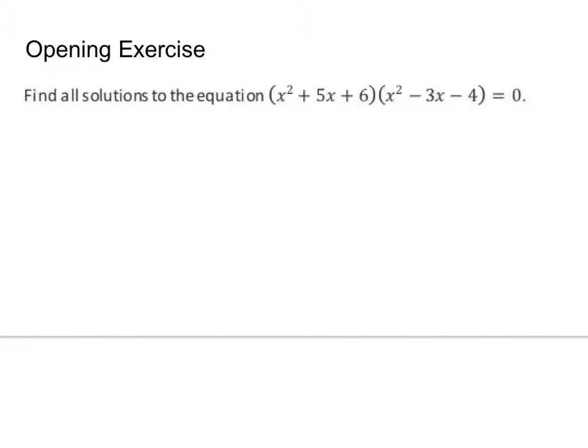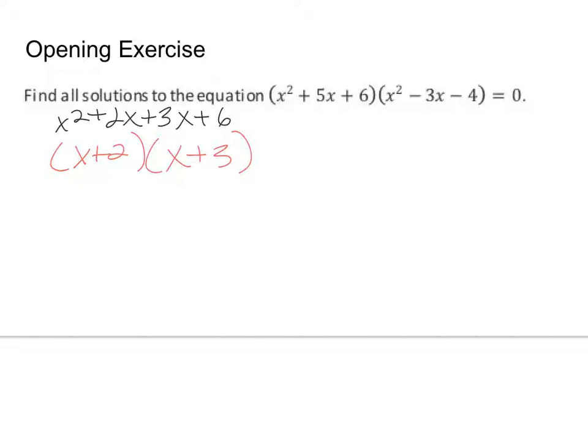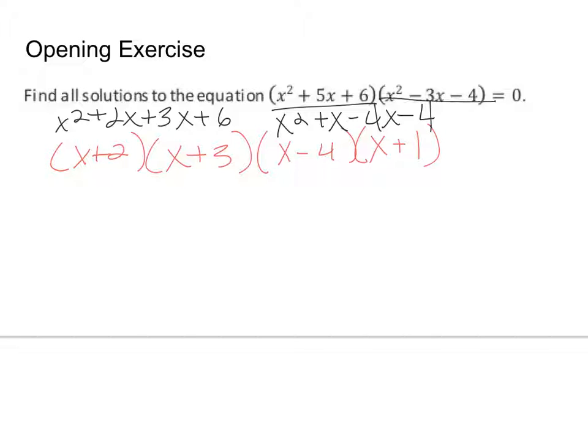So this first one, if I have x plus 2 times x plus 3, if I FOIL that, I would get x squared plus 2x plus 3x plus 6, which does equal the original polynomial. And then for the second polynomial, I have x minus 4 times x plus 1. And if I FOILed that, I would get x squared plus x minus 4x minus 4, which does give us the original.